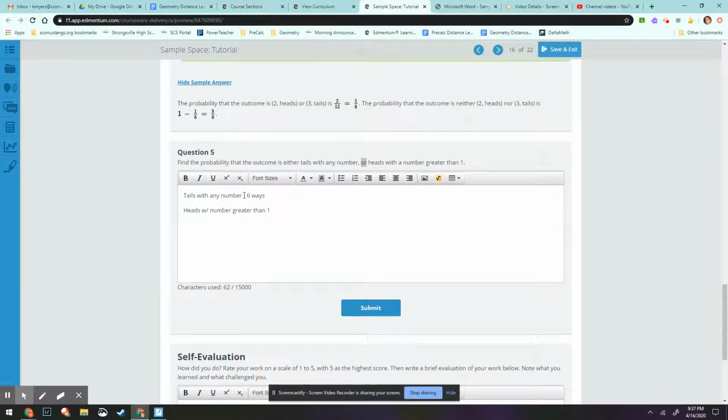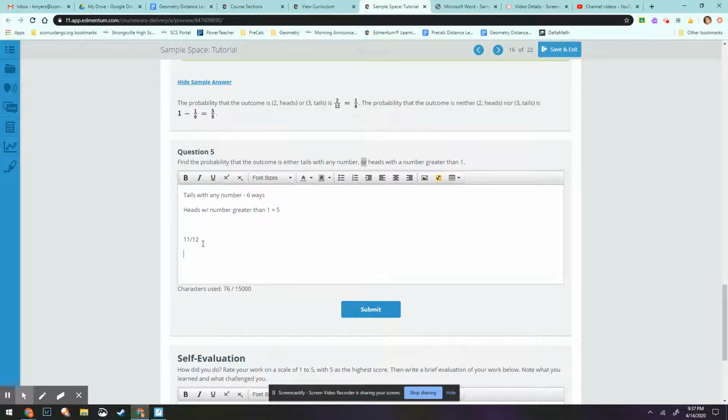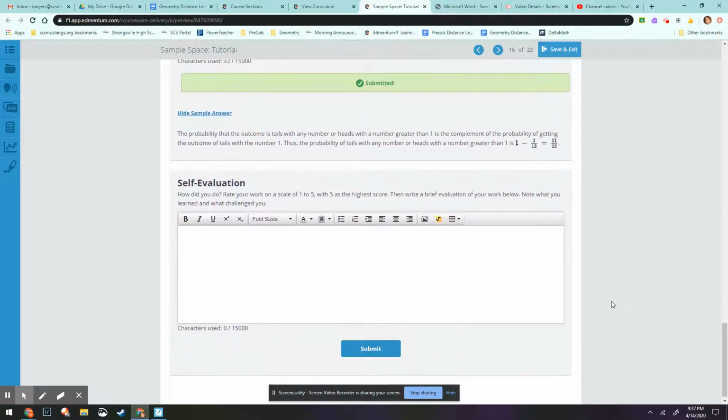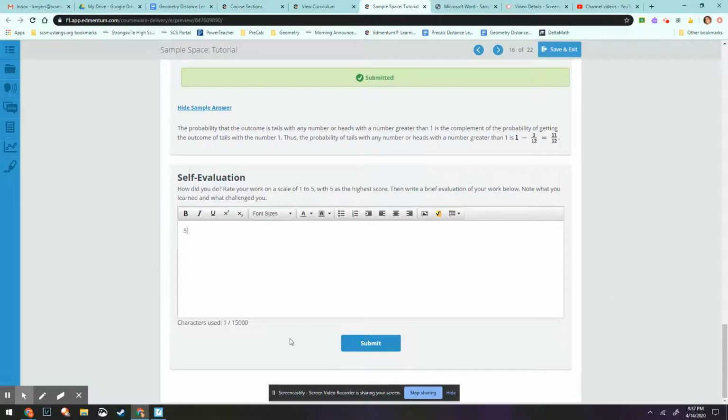Well, any number greater than 1, that basically is everything except 1, right? So there's 6 ways that you could get heads with any number, but if I just exclude the 1, that means there's 5 ways there. Okay, so for either one of these to happen, altogether I have 11 ways, because really the only thing that's excluded is 1 and heads. That's the only thing that's excluded. And that's where we get that probability of 11 over 12. Self-evaluation, again, we did an awesome job. Okay?